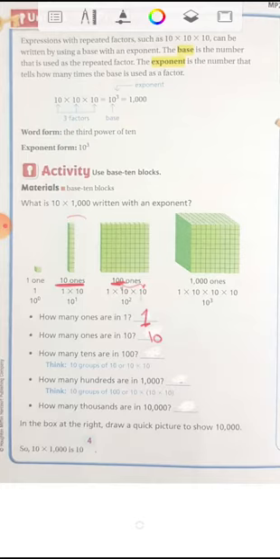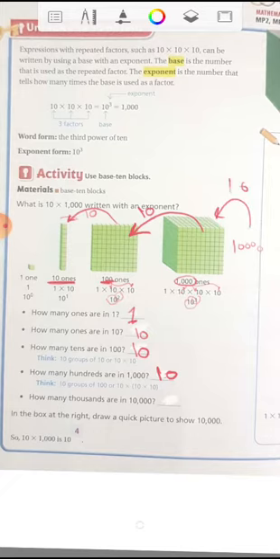So how many hundreds are in 1000? The relationship between 1000 and hundreds, remember, is 10. So there are 10 hundreds in 1000. Okay, now how many thousands are in 10,000? If you want to draw 10,000, you remember it looks like this. The relationship between 10,000 and 1,000 is also 10. So this will be 10.